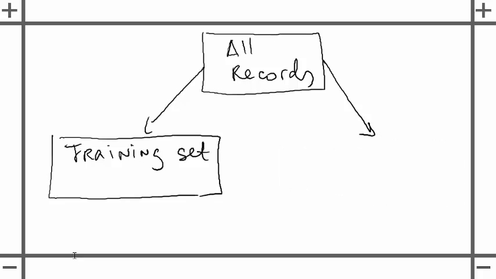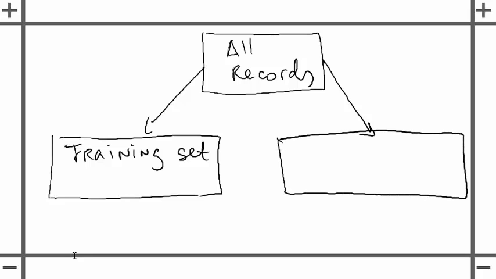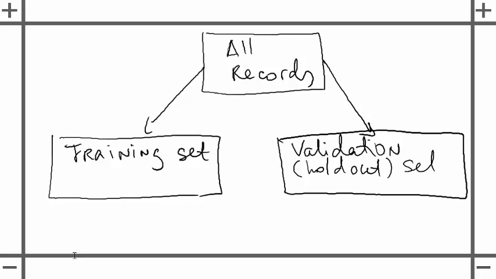Let me draw the box, yeah, like this, okay? It's also called the validation set. It's a validation set. Or sometimes it's called the hold out set, okay?